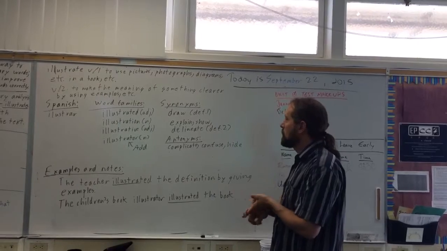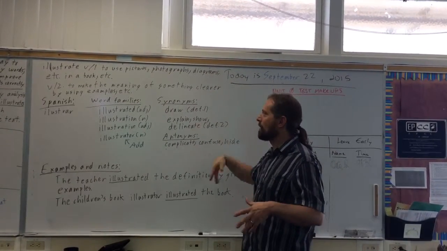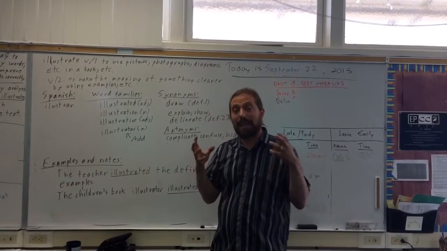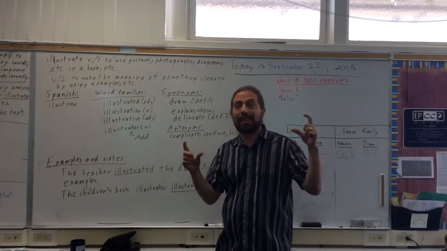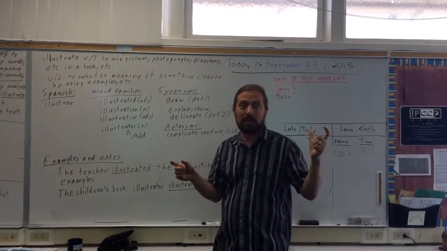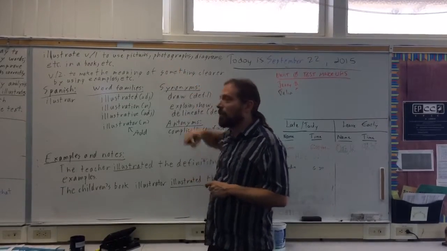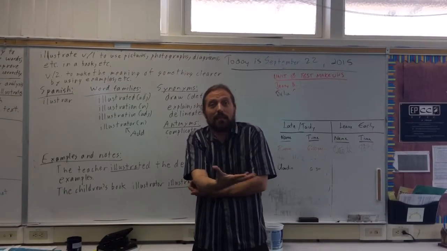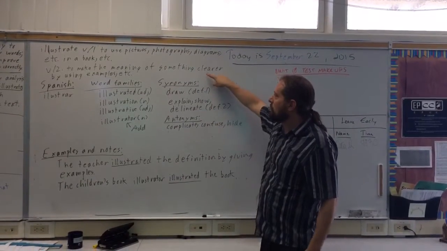One is to use pictures, photographs, or diagrams, etc. in a book, etc. So, etc. means it could be a book, a magazine, but usually it's some kind of text or something written, and you illustrate it by putting pictures with it. Something visual like a picture, together with it. That's one meaning of illustrate. So you illustrate a book. Children's books are usually illustrated. They have pictures. And then the second meaning is kind of based on that.